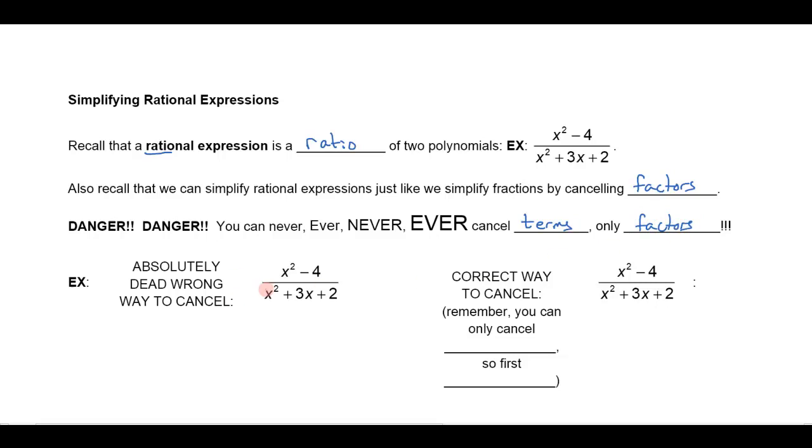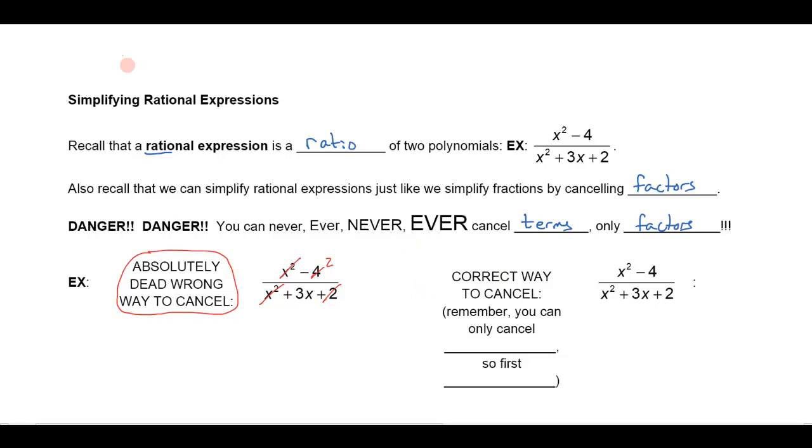Okay? So, as an example of the absolutely dead wrong way to cancel, if I have this rational expression, students sometimes will see these x squareds here and think that, oh, let's just go ahead and cancel those, or maybe this 2 and this 4, maybe we could cancel that. Okay? Well, that is absolutely dead wrong. You can't cancel that way.